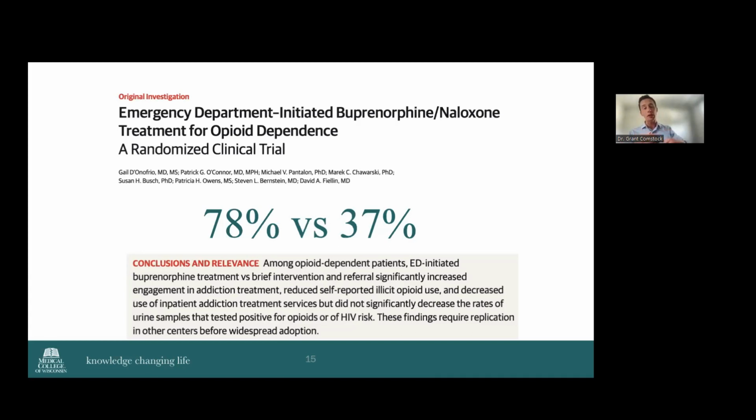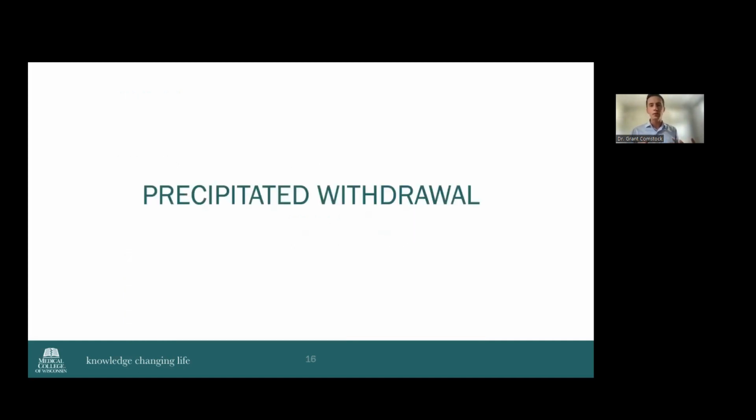This is step one. There's a lot of steps that have been taken beyond this. But I think there's a lot of momentum toward the saying, as it were, that we're meeting patients where they are. If they're not going to be in the clinic, let's meet them in the ER and let's start them there because they're going to do better than if we do nothing at all. So that's the good news. Precipitated withdrawal is not necessarily the bad news, but it's maybe the fly in the ointment.